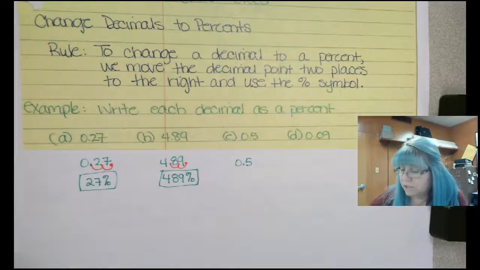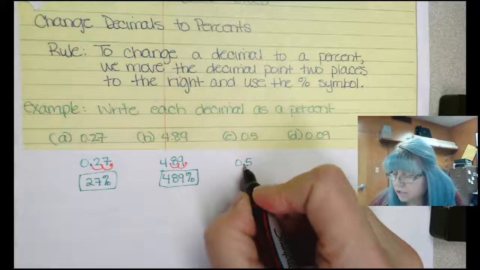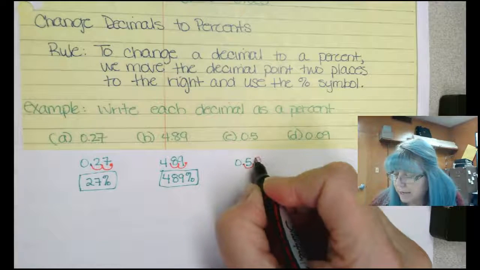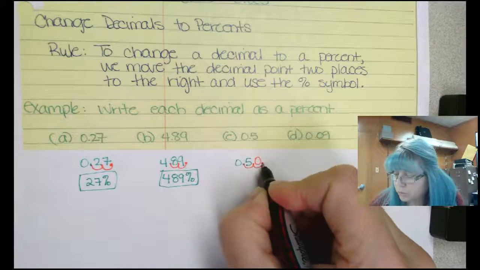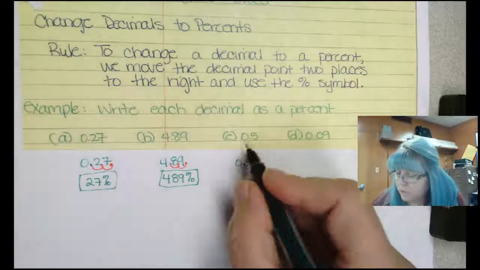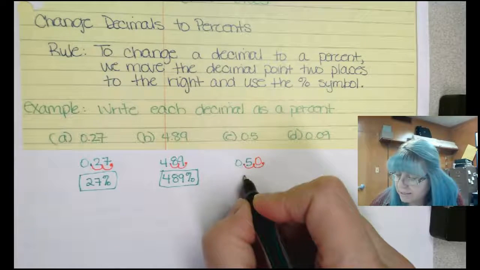Right. 0.5. We need to move the decimal to the right 2 positions. 1. Go ahead and add a placeholder. 2. Therefore, 0.5 is 50%.